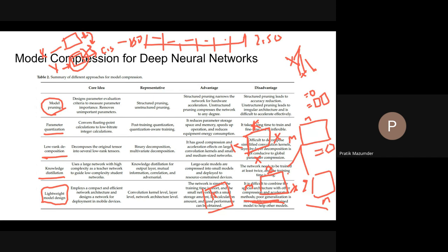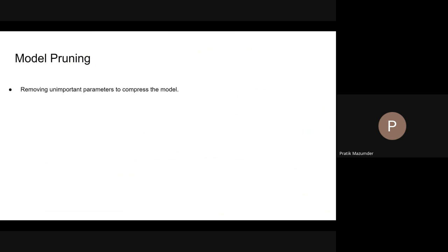Okay. Starting with, say, model pruning. The idea behind model pruning, again, is to remove some unimportant or redundant parameters from your model so that you can then reduce the number of parameters that you need to actually maintain for that model. There can be two types of pruning. One is structured pruning, and there is unstructured pruning.